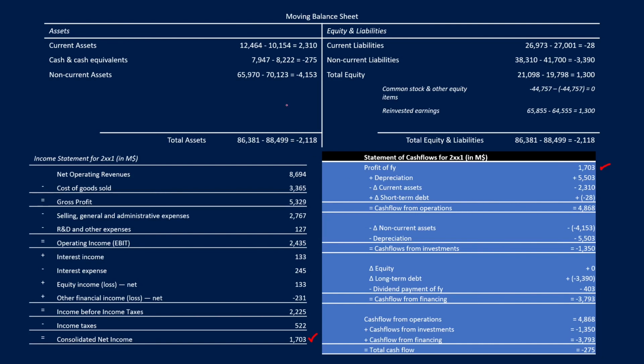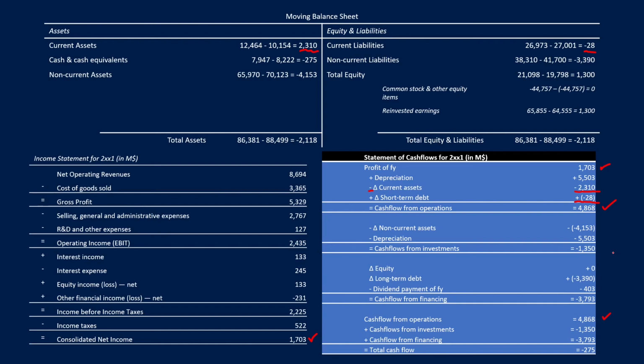Delta current assets comes from here, so 2,310, but mind the sign, so we have to deduct 2,310. Plus the change of short-term debt. Short-term debt is here, current liabilities. We have minus 28. We add minus 28. And given those items, we have now received the cash flow from operations. And that is again given here.